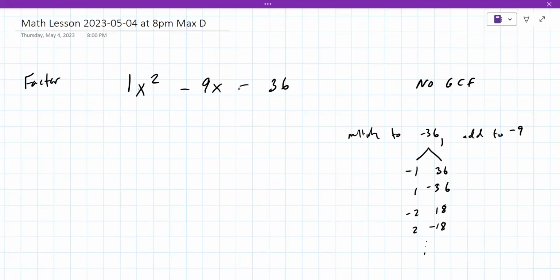And there would be like 3 and 12, right? That's right. And which one's positive? Oh, 3 and negative 12. Yes. So this becomes x plus 3, x minus 12. Yeah. Okay. So what kind of factor would that be?